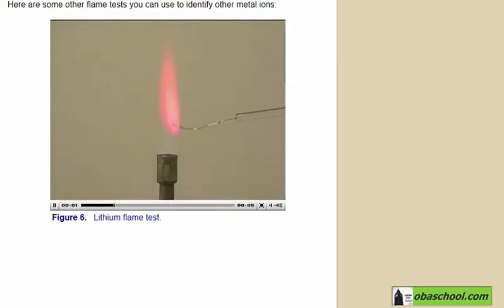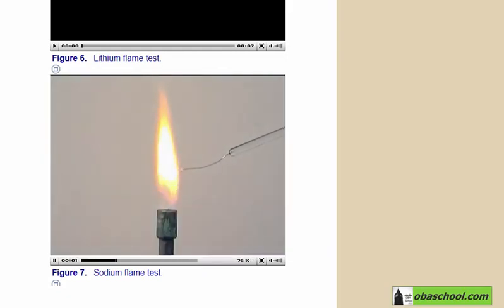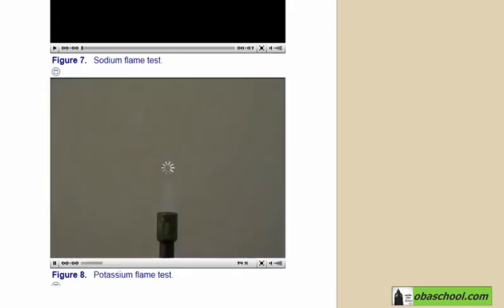Here are some other flame tests that we can use to identify other metal ions. Let's start with the lithium flame test. So notice the color of lithium. The flame is red. Let's examine sodium. So this is the color of the flame when using sodium. It's a yellow flame. What about potassium? Potassium produces a lilac flame as shown here.